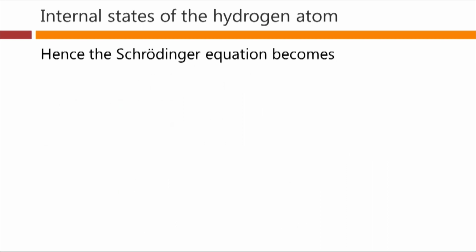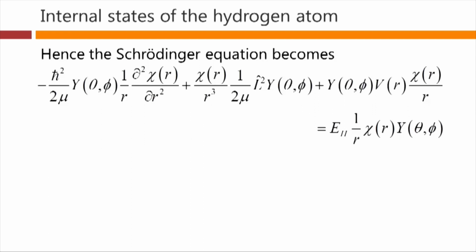Hence, our Schrödinger equation becomes this expression here. Here's our 1 over r d2 by dr squared. This was what was left of the radial parts of the del squared operator. Of course, this is operating on the product of chi of r over r times Y of theta and phi, but nothing in here involves theta or phi, so we can take the Y of theta and phi outside.